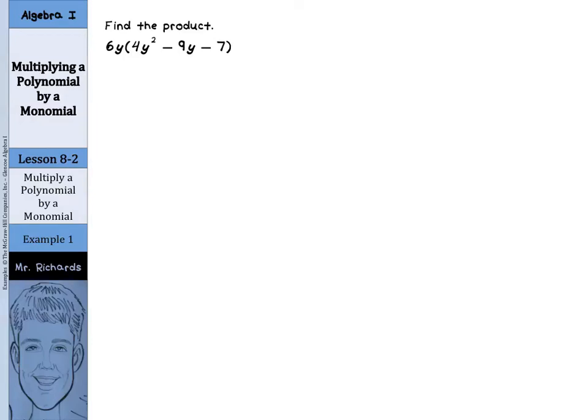Hi, Mr. Richards here, and today's algebra lesson is on multiplying a polynomial by a monomial. In our first example, to find the product of this, there are two methods. The first method is a horizontal method.